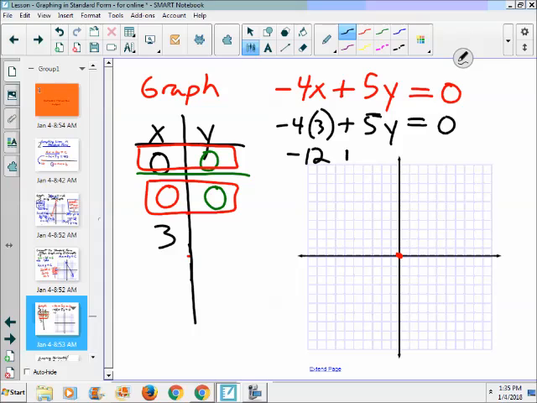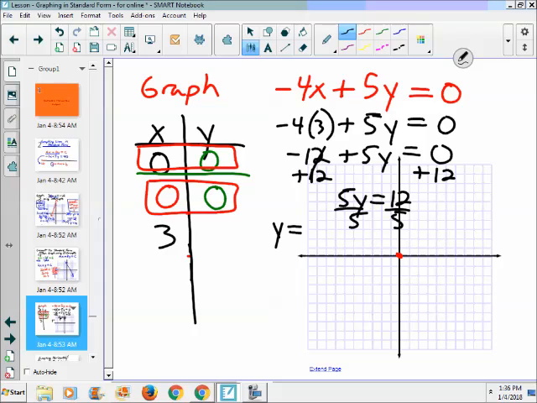So we get negative 12 plus 5y equals 0. We're going to add 12 to both sides to isolate the 5y. And then we divide both sides by 5. So y equals 12 over 5, which as a decimal is going to be 2.4.